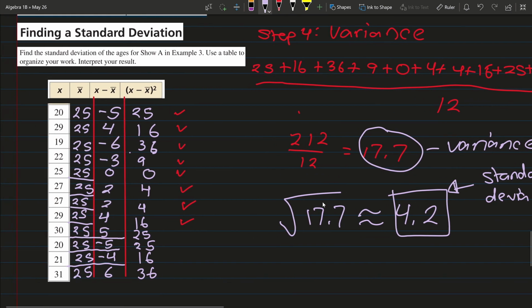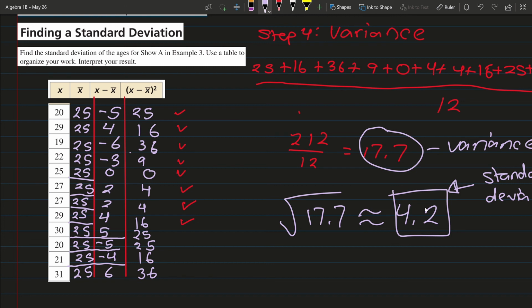years. So let's go back to our original question. It says, find the standard deviation of the ages for show A in example 3. Use a table to organize your work and interpret your result. So this 4.2 means that the average age of a contestant differs about 4.2 years. Okay? So that's what standard deviation is.